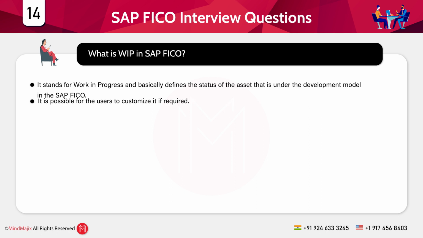The next question is, what is WIP in SAP FICO? So guys, WIP basically stands for work in progress, and it defines the status of the asset that is under the development model in SAP FICO. It is possible for the users to customize it as per their requirements.